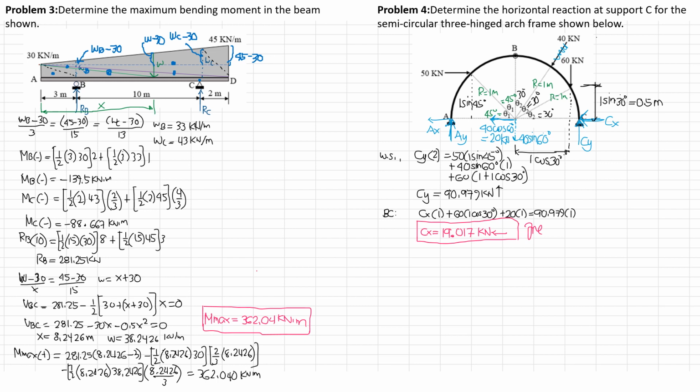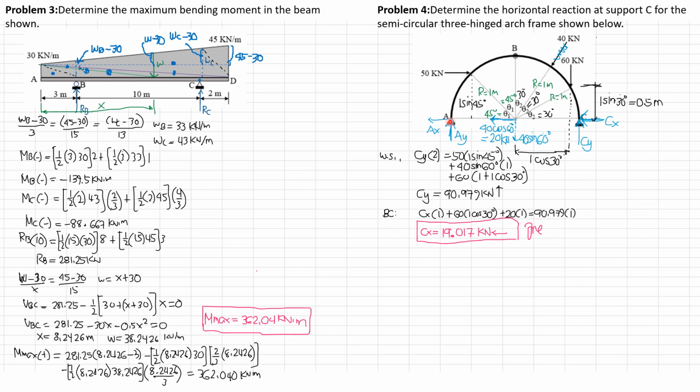Let's proceed to problem 4. Determine the horizontal reaction at support C for the semicircular 3-hinge arc frame shown below. So for the horizontal reaction at C, I denoted it with Cx, and this is Cy. We have Ax and Ay.